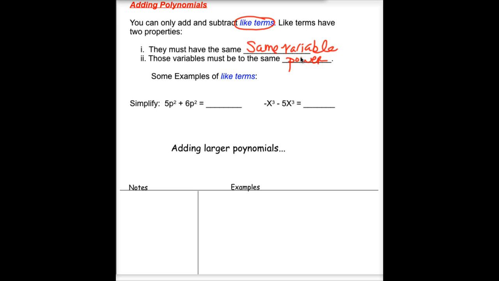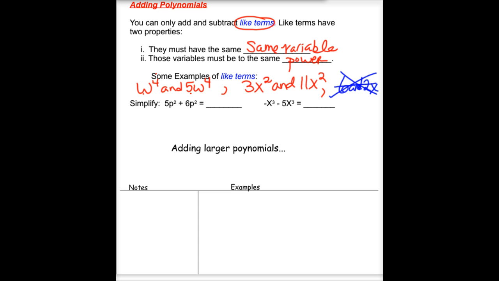Some examples of like terms would be this: w to the 4th and 5w to the 4th. They both have w's in them, and they are both to the 4th degree. How about this? 3x squared and 11x squared are considered like terms. Here's a pair that aren't like terms. 6 and 2x. Because this one doesn't have an x on it. So they have to have the same variables to the same powers. If they are, then we can just add them up.